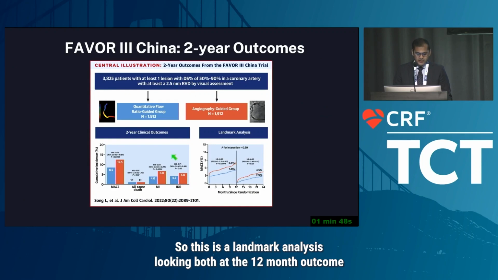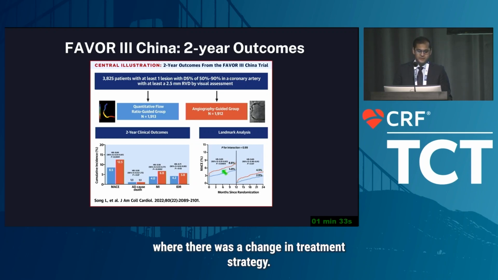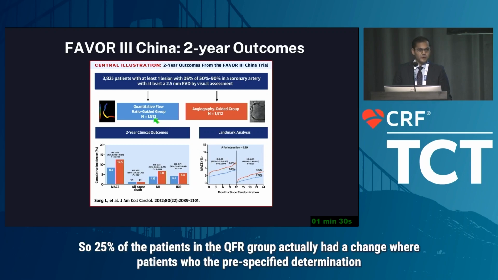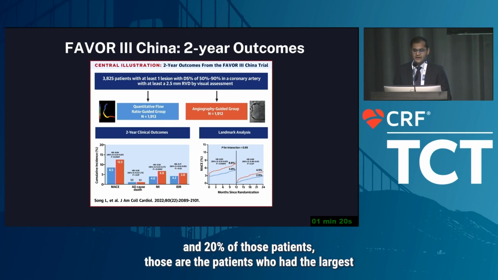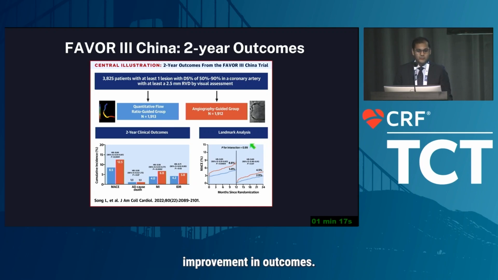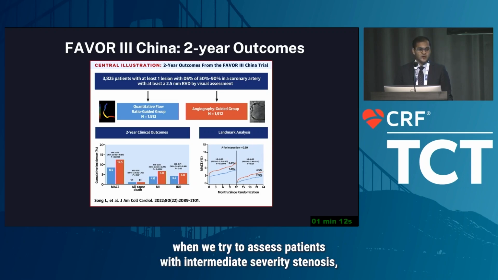This was a landmark analysis looking both at the 12-month outcome and then, in the subsequent study, at 24 months. This is an ongoing improvement in outcomes for MACE. Interestingly, most of the events happened in patients where there was a change in treatment strategy. 25% of the patients in the QFR group had a change, where the pre-specified determination was that the patient would get PCI. After the QFR, PCI was deferred in 20% of those patients. Those are the patients who had the largest improvement in outcomes. So this really showed that QFR could improve clinical decision making when assessing patients with intermediate severity stenoses.